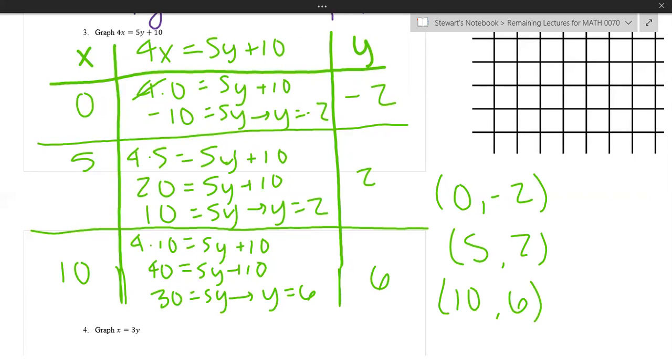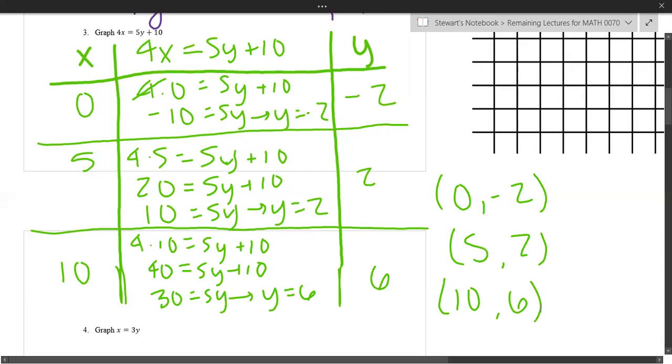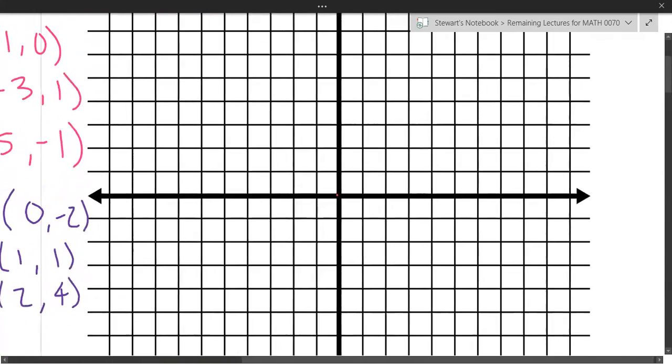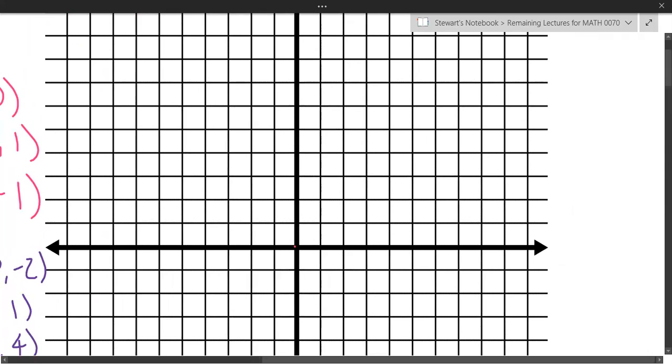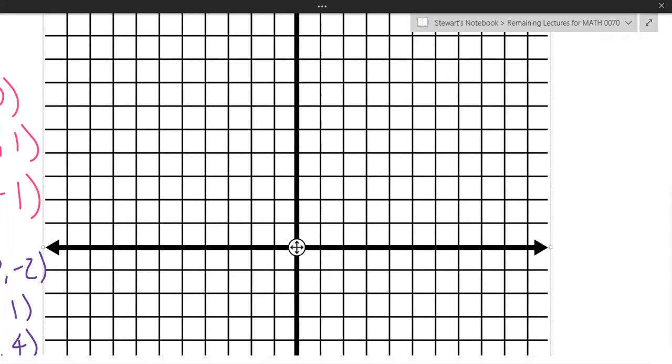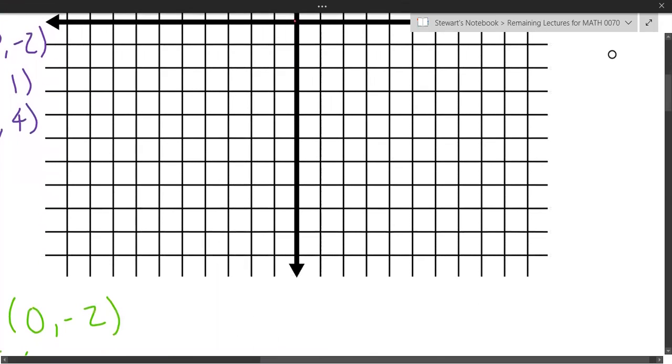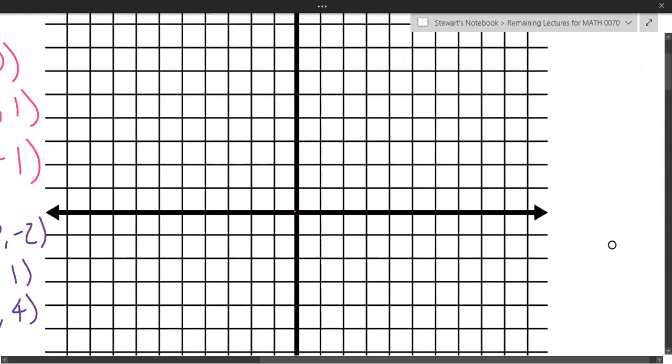So now, when we graph these, we're going to consider, so there's 1, 2, 3, 4, 5, 6, 7, 1, 2, 3, 4, 5, 6, 7, 8, 9. Oh, no, there is 10. Okay. So now we have 0, negative 2 first.